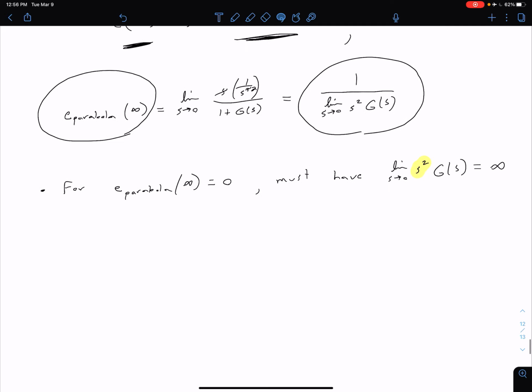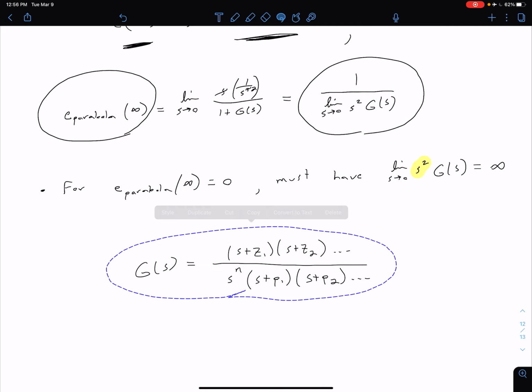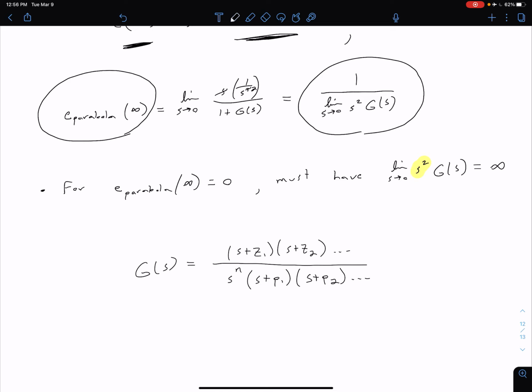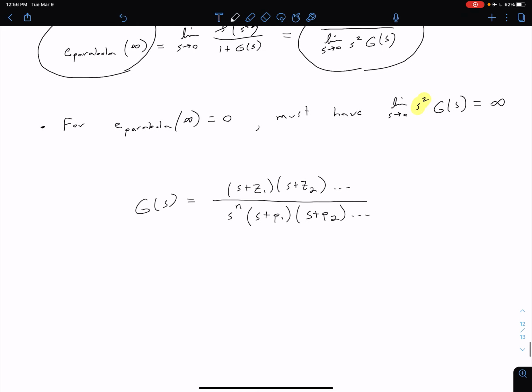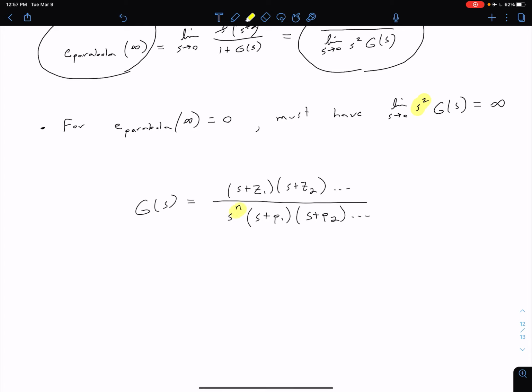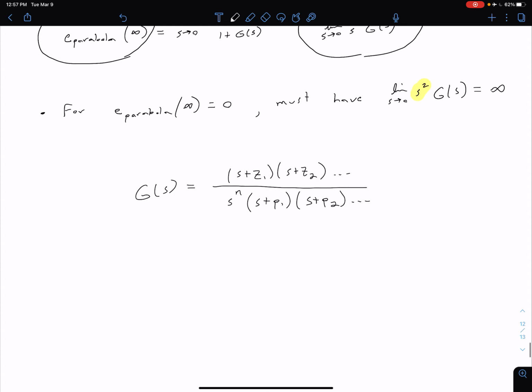So what we can do is, again, we'll go back to that general form. So our generalized form of our G(s) is shown here, where we have our zeros in the numerator, our poles in the denominator, including some n amount of poles at our origin. And so what we can say from this generalized equation is for 0 steady state error, so for e_parabola at steady state, so t going to infinity, to equal 0, then we must have n greater than or equal to 3.